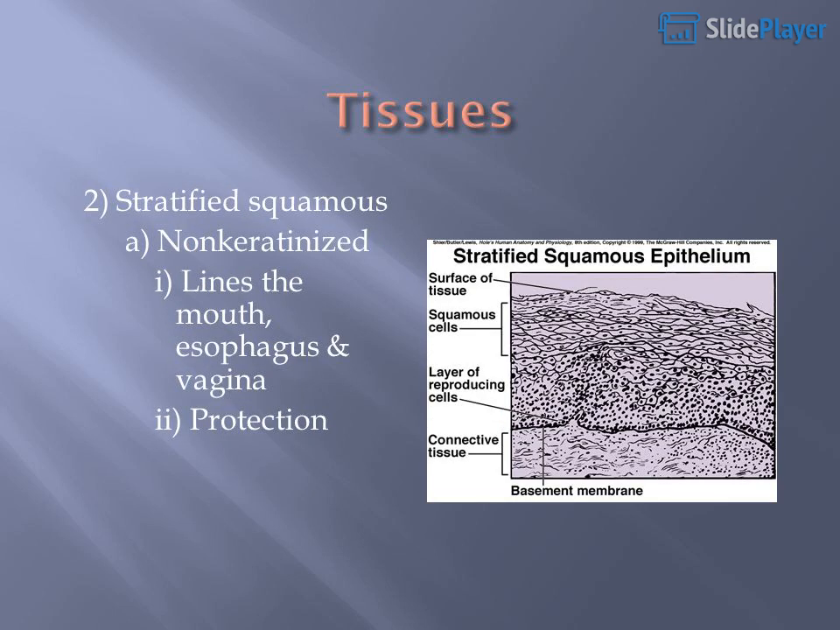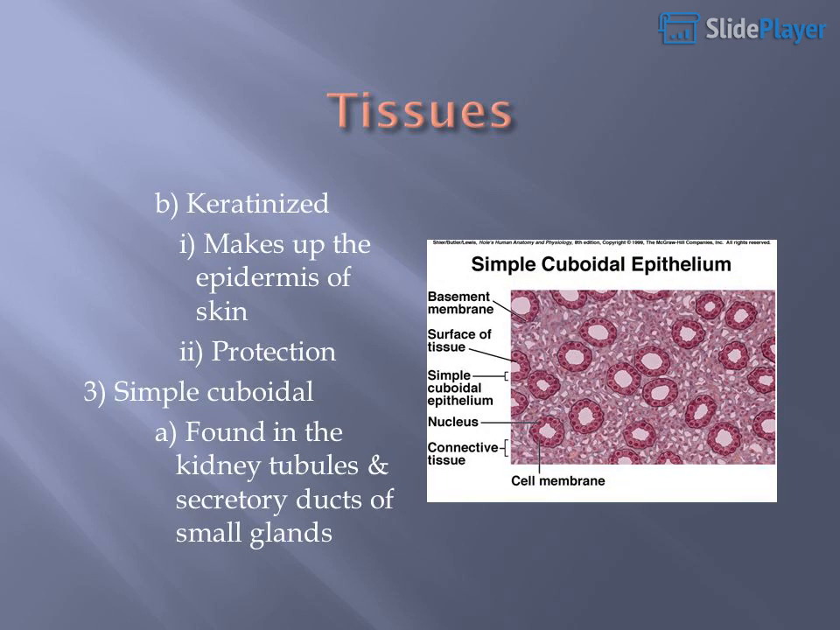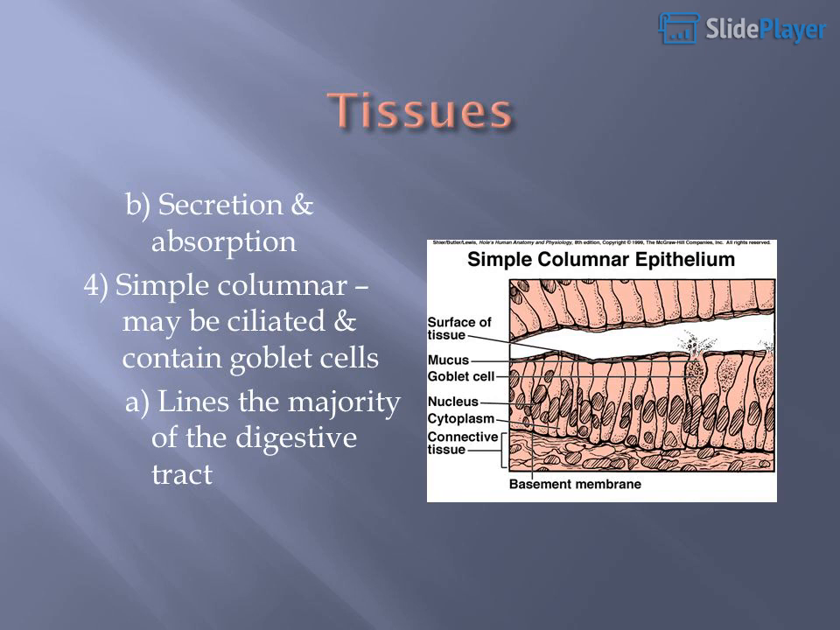Tissues. 2. Stratified squamous. A. Non-keratinized. 1. Lines the mouth, esophagus and vagina. 2. Protection. B. Keratinized. 1. Makes up the epidermis of skin. 2. Protection. 3. Simple cuboidal. A. Found in the kidney tubules and secretory ducts of small glands. B. Secretion and absorption.